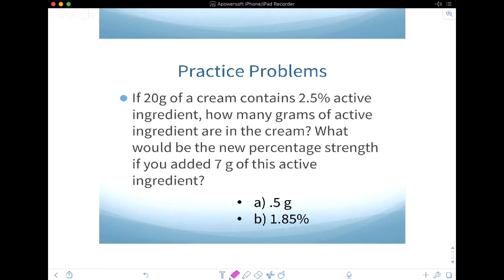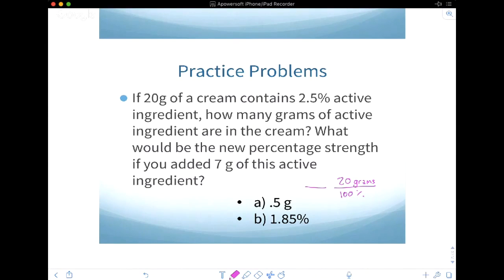If 20 grams of a cream contains 2.5% active ingredient, 20 grams is what percentage of the amount? 20 grams is 100%.